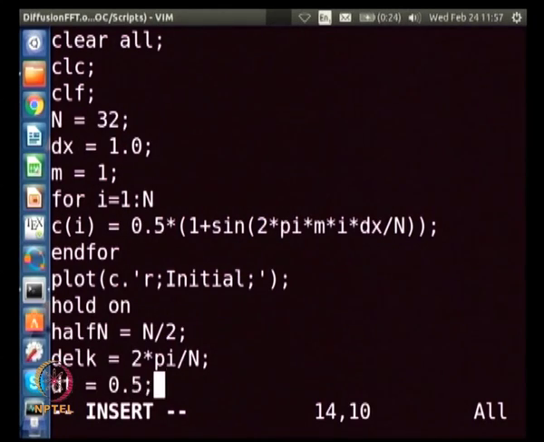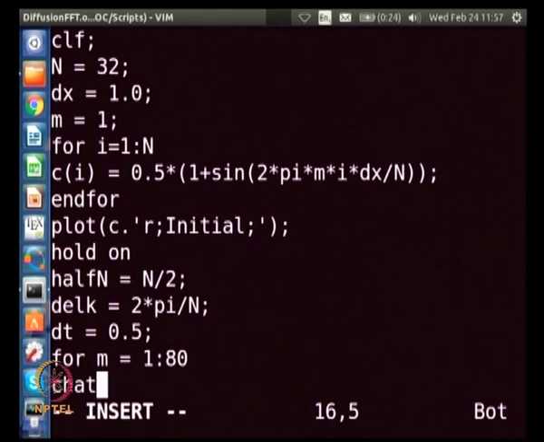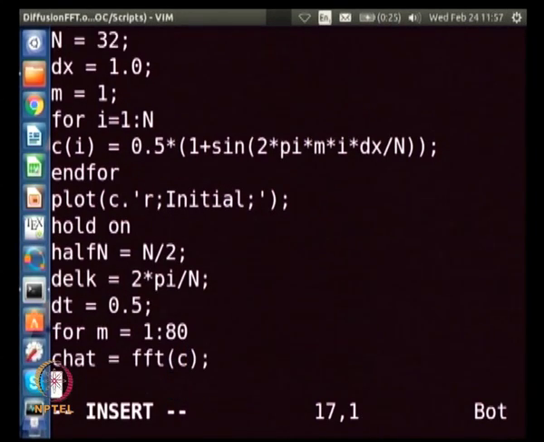I can define a larger time step. I am defining 0.5 because this is an implicit technique. So, I am going to say for m is equal to 1 to 80. So, we are going to go the same 40 time steps, c hat, which is the Fourier transform of c. Okay. And for I is equal to 1 to n.